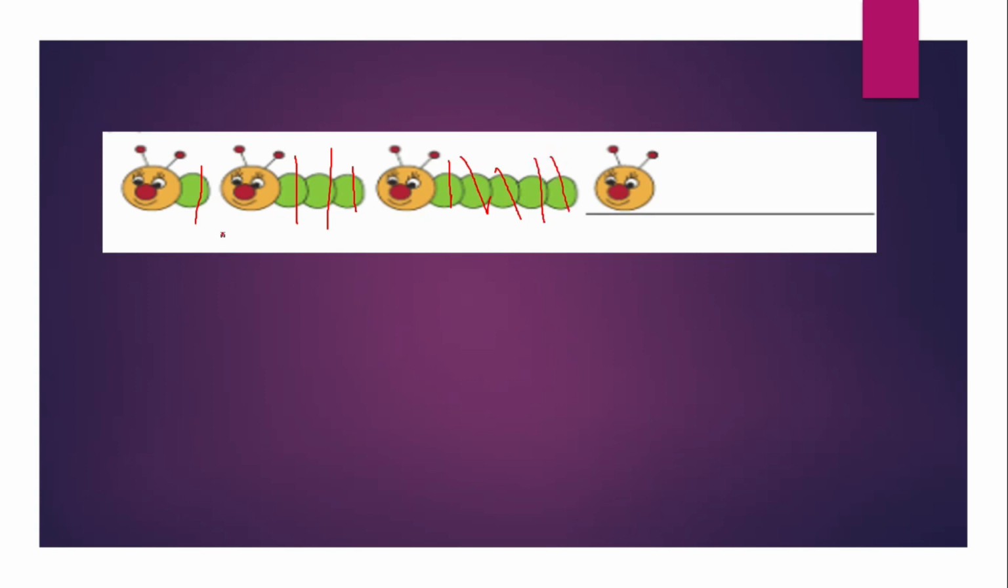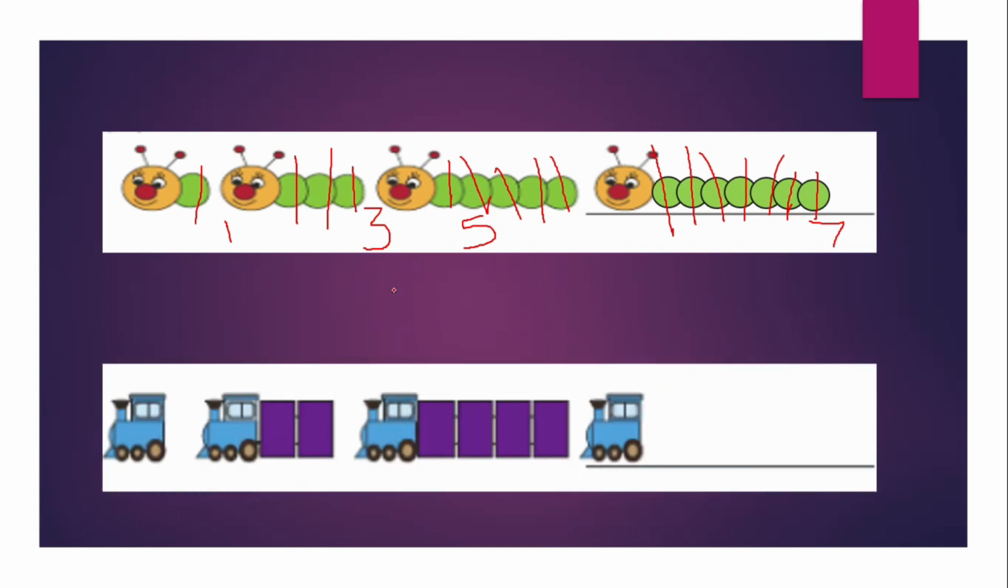So moving on and seeing the number pattern which we observe here, 1, 3, 5, the next caterpillar will have how many circles? 1, 2, 3, 4, 5, 6 and 7 circles. So now let us see a similar next growing pattern.